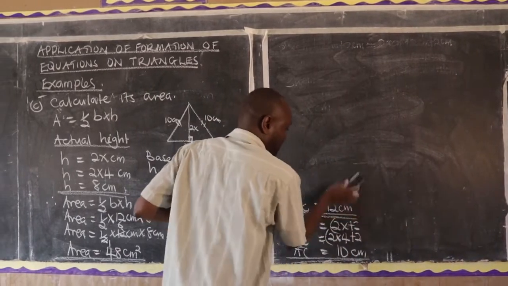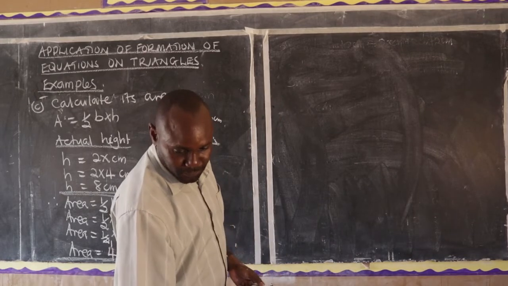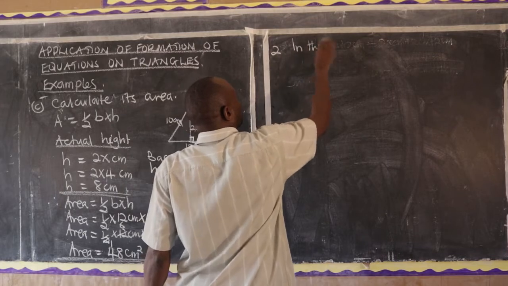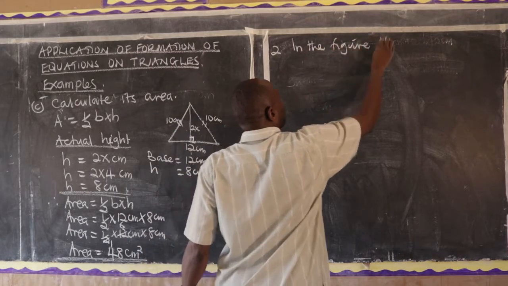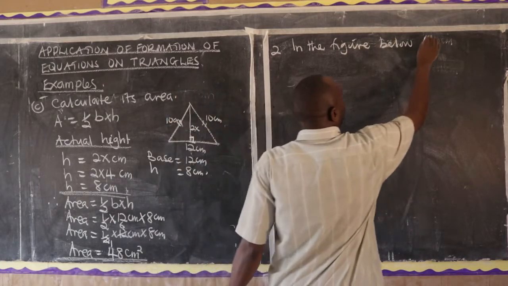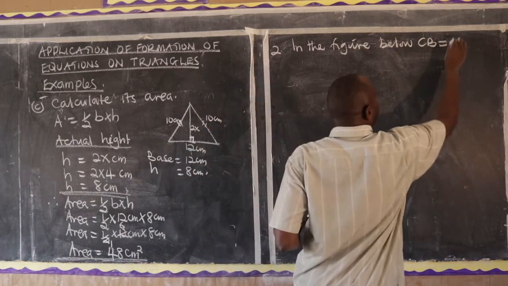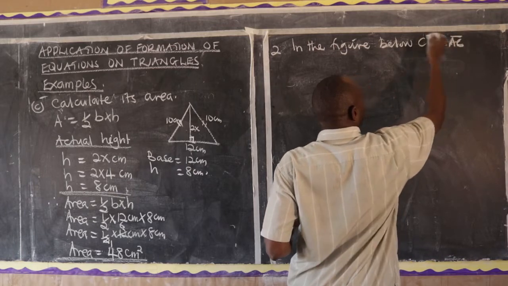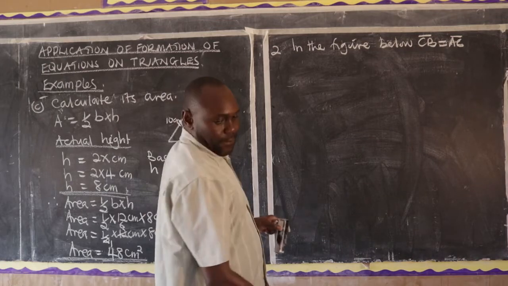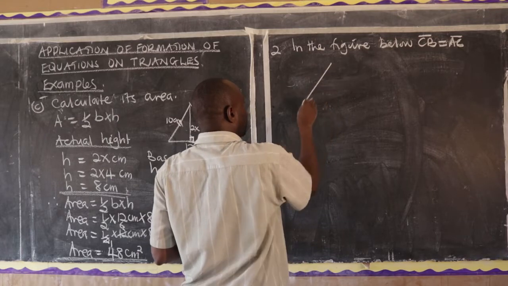So let's move to number 2. Allow me to wrap this. We are moving now to example 2. Example 2. In the figure below, CD equals AC. We can call it line CD equals line CA. We have our figure here.